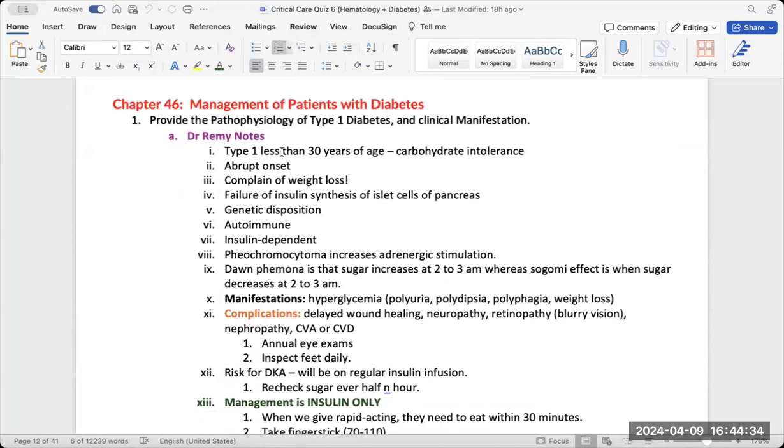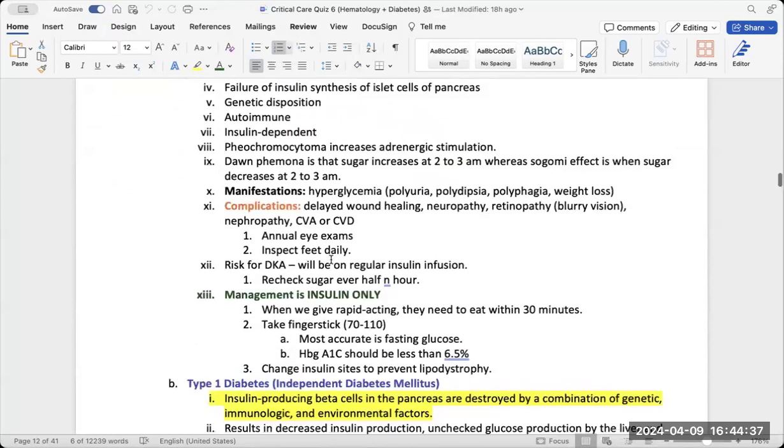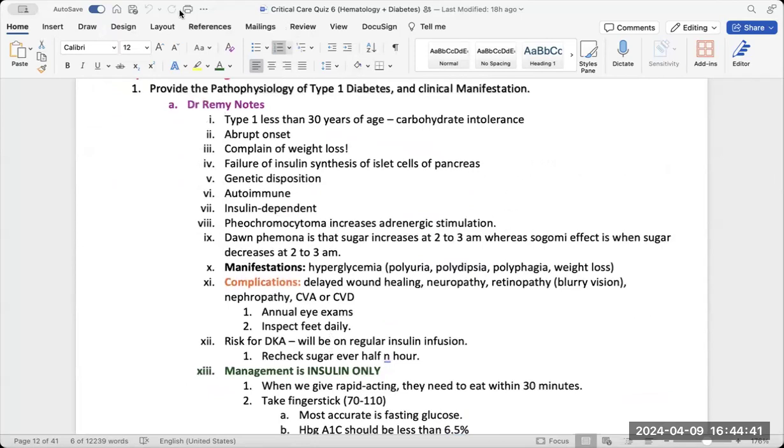Okay. The next question is to provide the pathophysiology of type 1 diabetes. Now, does anybody know what the difference is between type 1 and type 2 diabetes? For type 1, early onset, at a younger age, and type 2, you could get it at an older age, above 30 years old. Type 1 has destruction of beta cells, so they cannot produce insulin, whereas with type 2, they can still produce insulin, but they're insulin resistant.